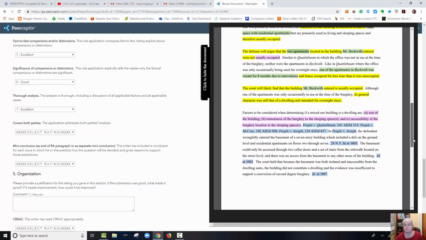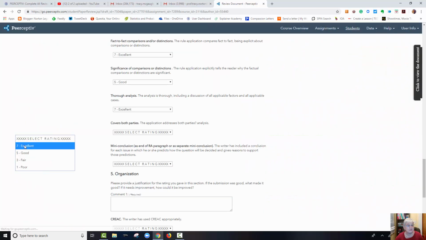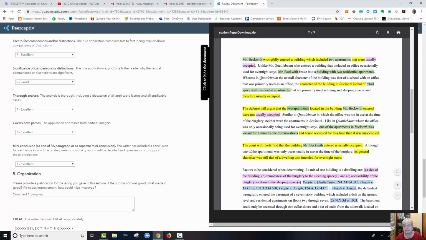The application covers both parties. Yes, there's a prosecution and a defense. So I'm going to give an excellent on that one. And then a mini conclusion. "The court will likely find that." So that's good. Excellent. Now I'm going to go back and look at these paragraphs and see if it changes my mind any about the comparisons or the conclusion sentences at the beginning.